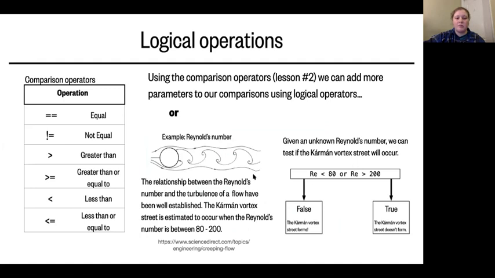Going back to our Reynolds number example here, instead of using an AND, we can use an OR, but we have to say that the Reynolds number is less than 80 or the Reynolds number is greater than 200. If that's false, it means that it's between 80 and 200 and the Kármán vortex street forms. If it's true, it means it's either less than 80 or greater than 200. Fun fact, it can't be both less than 80 and greater than 200. So you couldn't use an AND in this, or you would just never get an answer.